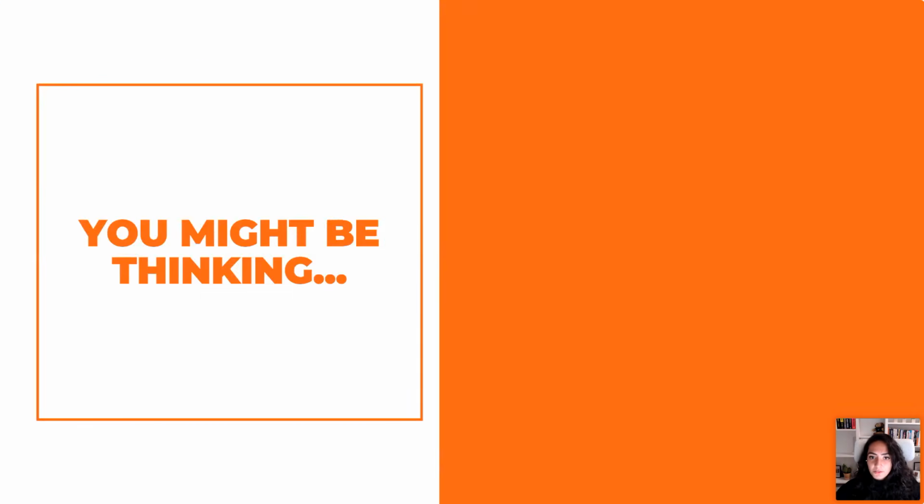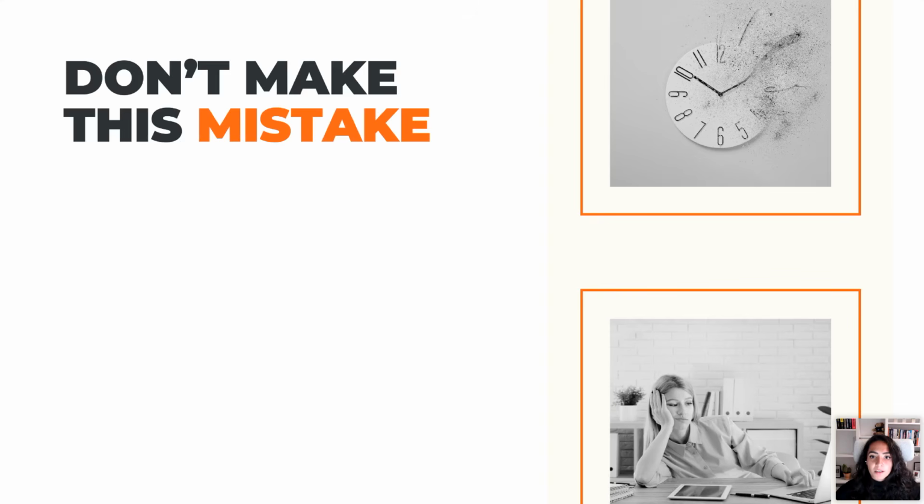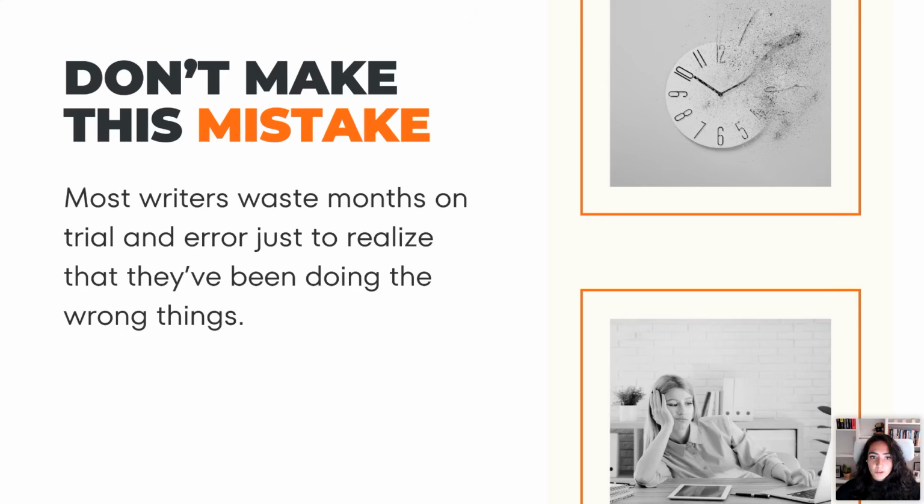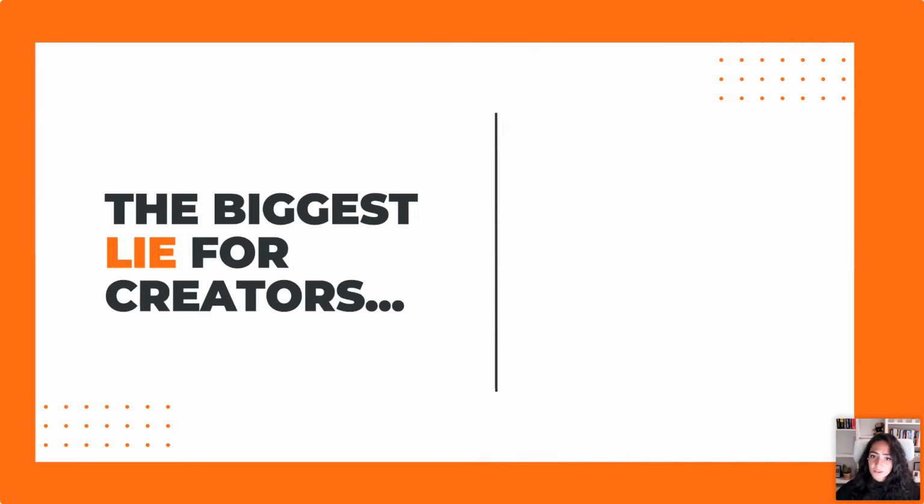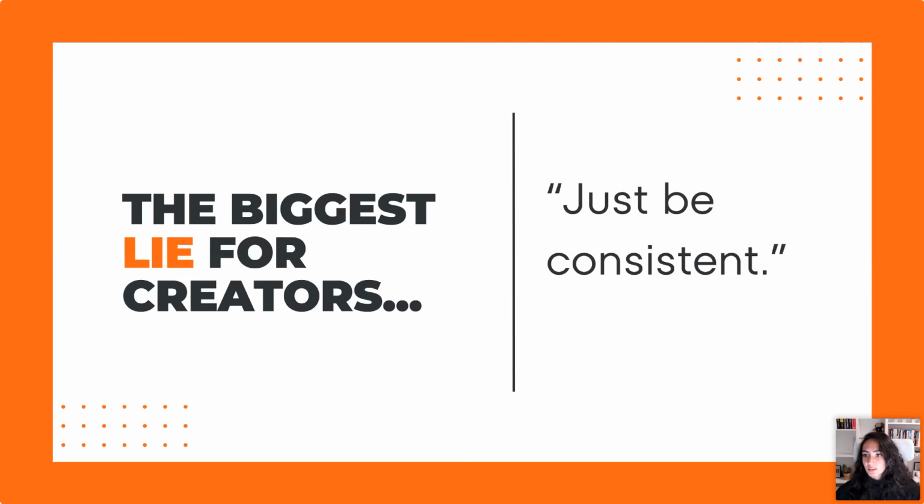Because you might also be thinking that you will just experiment and you'll try to figure things out by yourself. You'll just give it a shot all alone and you'll see how far you can go. But there's one mistake that we see over and over again, and it's that most writers waste months, sometimes even years, on trial and error just to realize that they've been doing the wrong things all along. Because another huge lie for creators that you have probably seen dozens of times at this point is just be consistent. Show up consistently, post consistently, and your audience will grow.